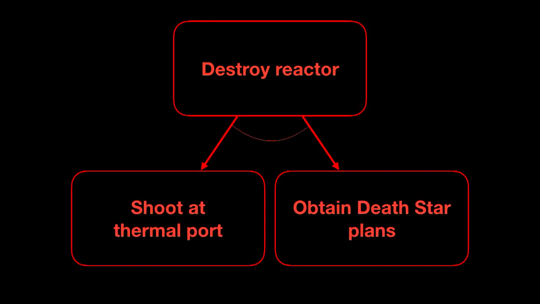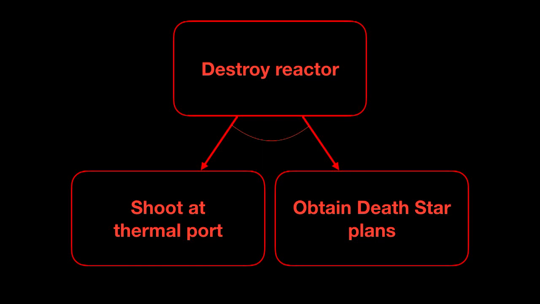And to destroy the reactor is hard, because you need to shoot a thermal port, and that's an error that happened on the design level of the Death Star. The Death Star has the reactor at the very core, and there's a thermal port to get the heating out of the reactor that goes all the way to the outside of the Death Star. If some pilot can manage to shoot a torpedo in there, you destroy the Death Star.